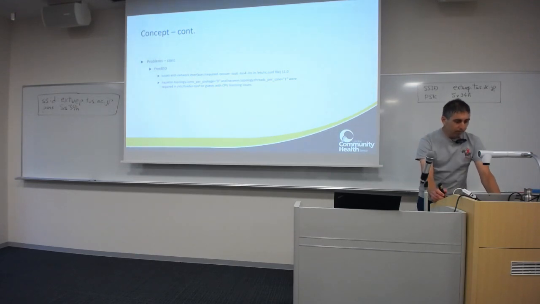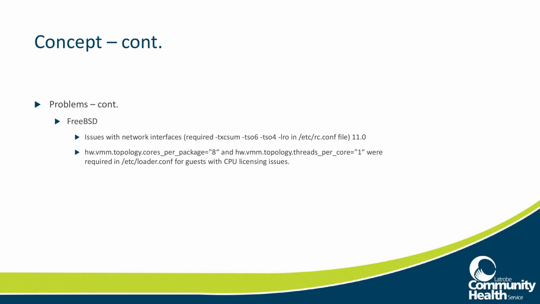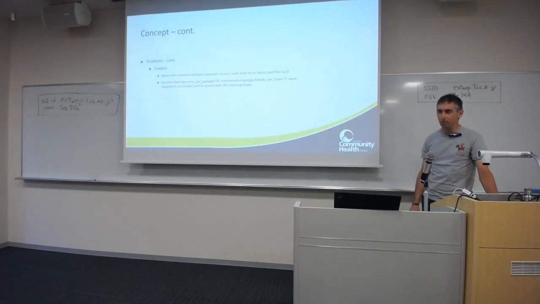So FreeBSD, we did have problems there. 11.0 threw a few issues in with the network stack. So we actually had to turn off TX checksum, TSO6, TSO4, and LRO, which was a bit of a pain because that really hurt performance for the guests. Not that our links were big enough to really worry about it, but that meant more load on the actual kernel and then into the hypervisor, impacting hypervisor performance, where it could have been offloaded to the network card itself.